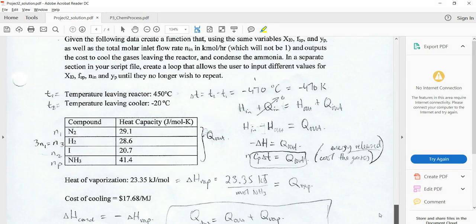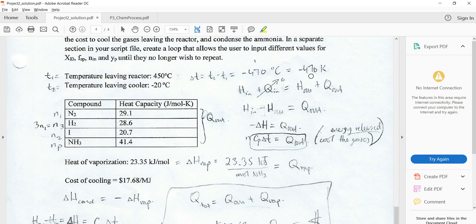You come down to see delta T is -470 Kelvin, and the equation that we're using is this one, Q out. So first, we find the energy that is required to cool the gases coming out of the reactor, and that will be the Q out, and that is the sum of the energy required to cool each part of the gas. So in order to do that, we find the number of moles of each component, and then we multiply them by this equation, and that will give us the energy that will be needed to cool the gas from 450 to -20. After that, all we're concerned about is inputting enough energy to condense ammonia and to vaporize the rest of the gases. So we're only concerned with ammonia.